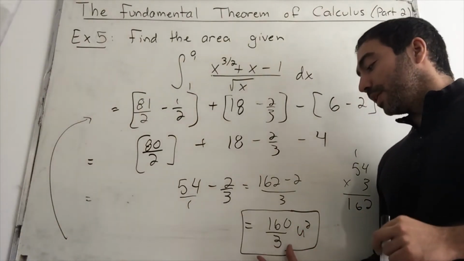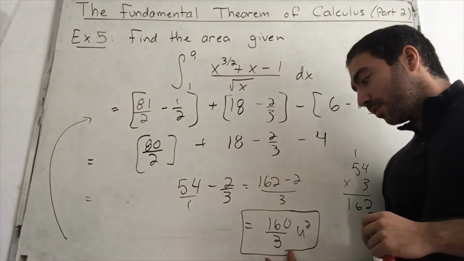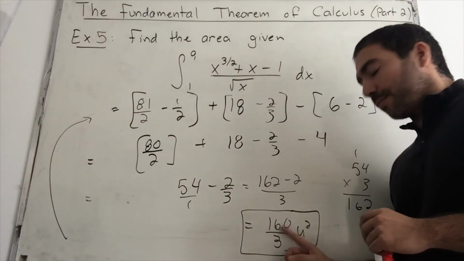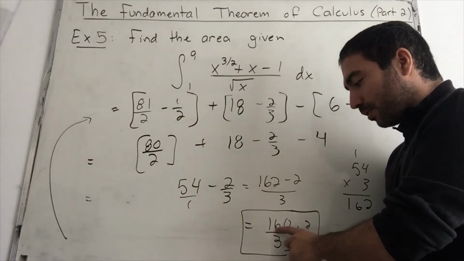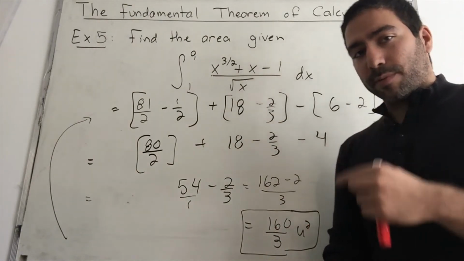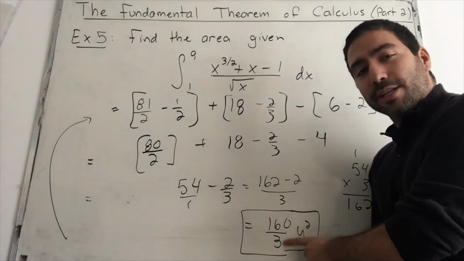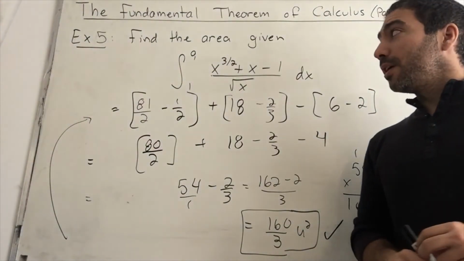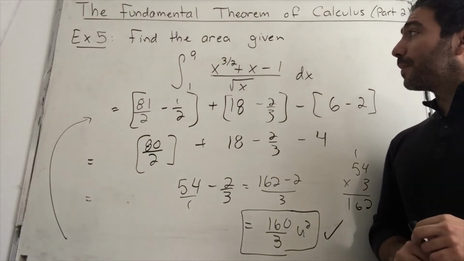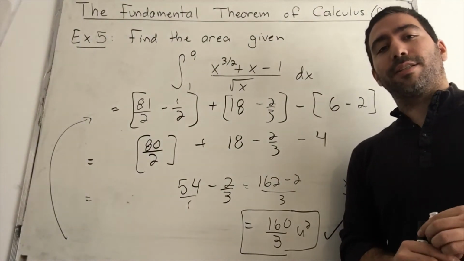Well, one of the divisibility tricks that you learn in elementary or high school is you sum the digits up and ask yourself if that value is divisible by 3. So 1 plus 6 plus 0 is 7. Could you do 7 divided by 3? No. So this value here is not divisible by 3. And this is our final answer in reduced form. Okay. So we get 160 over 3. Let's go ahead and look at the next example.